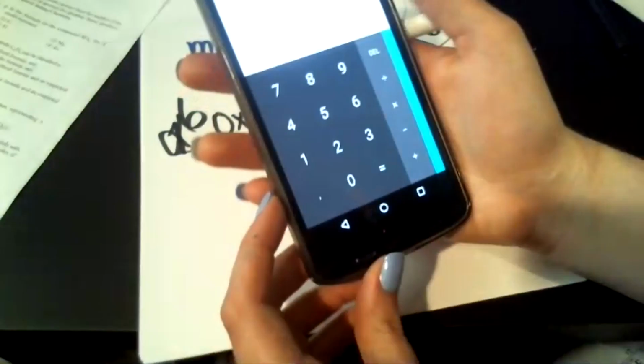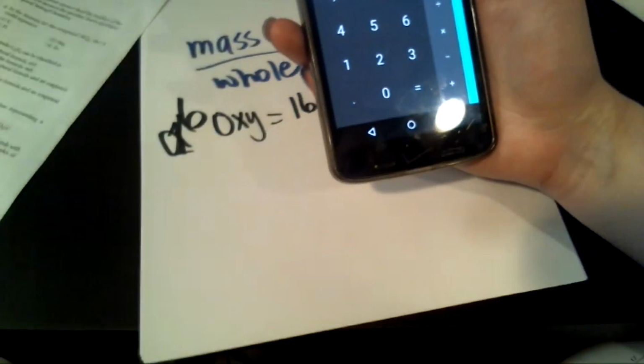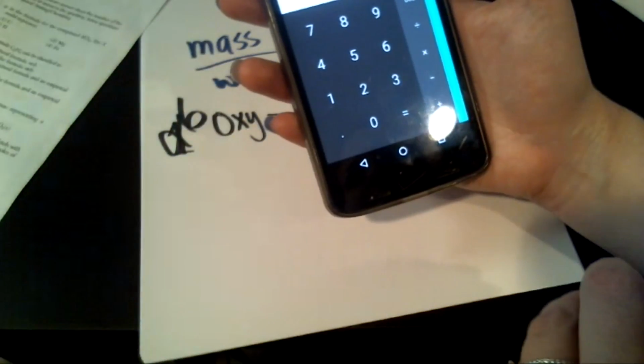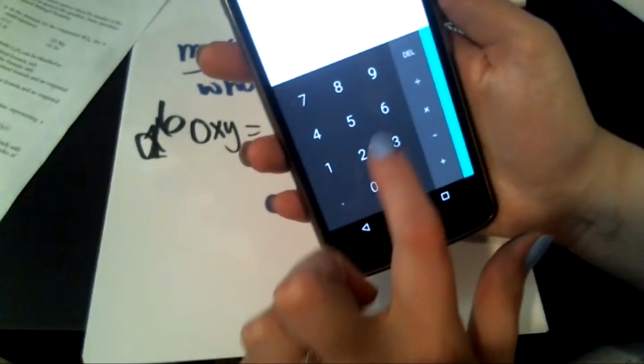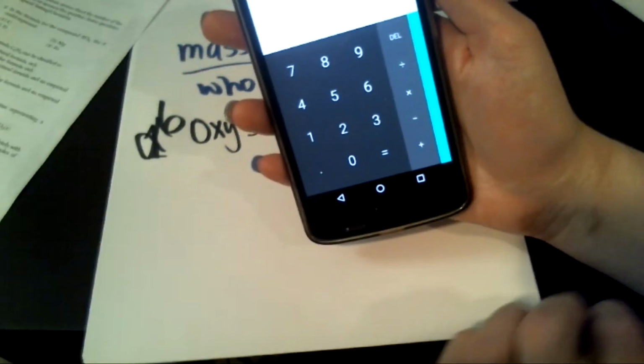6 times 16. How come we're doing 2015? Because we did 16 and 17 during Saturday school.